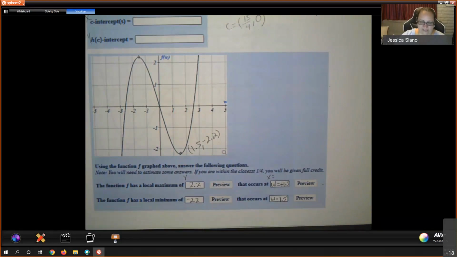I feel like if I just said to you, hey, what's the local maximum? You could name that point for me, but Moore asks for it in a weird way. So I just wanted to make sure you all knew how to put your answers in Moore the correct way.